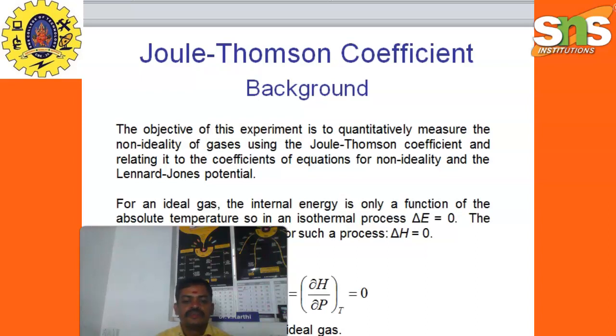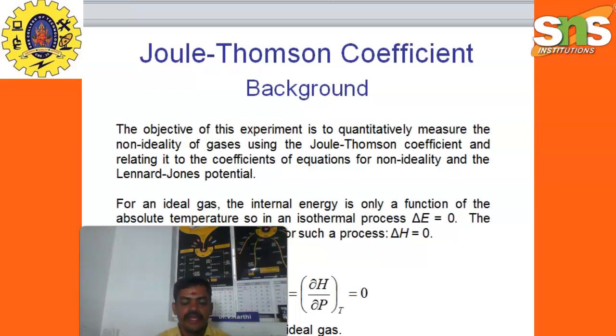Joule-Thomson coefficient. The objective of this experiment is to quantitatively measure the non-ideality of gases using the Joule-Thomson coefficient and relating it to the coefficient of equation for ideality and the Lennard-Jones potential.